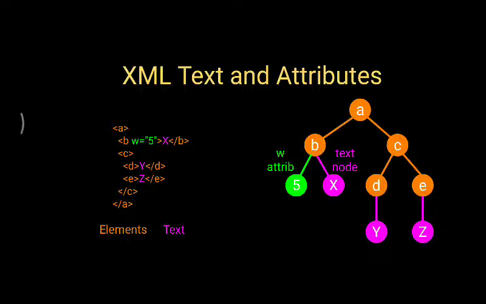So as I said, XML not only contains text but also it contains attributes. So along with text, it also contains attributes here. Under B, we have one attribute called w equal to 5 along with the text X. So here you can see this. This is one more example. Along with text, any element can contain attributes also.